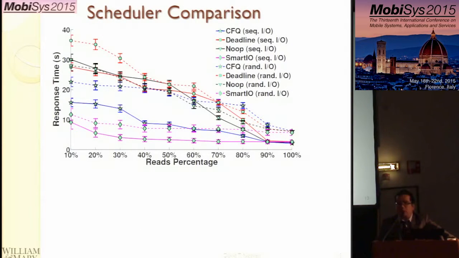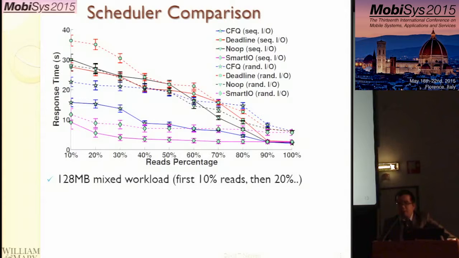All right, so next we also evaluate our solution and we compare with other schedulers. The other state-of-the-art schedulers are CFQ, Deadline, and Noop, and ours is Smart I/O. The solid lines are sequential I/O, and dashed lines are random I/Os. The very simple experiment we issue is a 128 megabyte mixed workload. Mixed workload means in the first case, we have 10% reads, 90% writes, then we increase to 20% reads, 80% writes, so that we have variety.